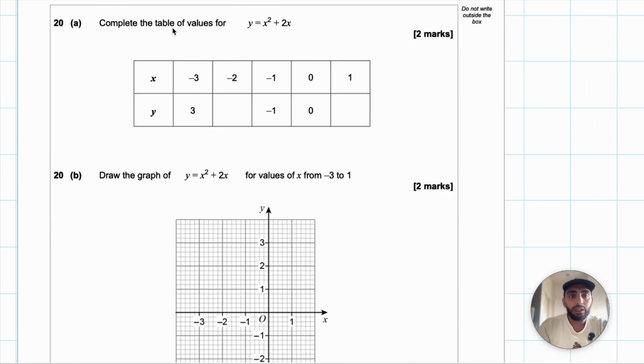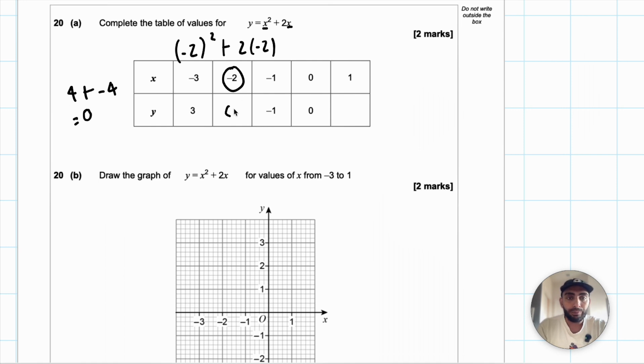Question 28. Complete the table of values for y equals x squared plus 2x. It's already given some of the values. Let's substitute negative 2 into here. Whenever we see x, we're going to swap it with a negative 2. Negative 2 squared plus 2 multiplied by negative 2. You can type this into your calculator, or you could probably do this in your head as well. Negative 2 squared, negative 2 times negative 2 is 4. And then we've got 2 lots of negative 2, which is negative 4. 4 and negative 4 would give me 0. And then we're substituting 1. So 1 squared plus 2 multiplied by 1. 1 squared is 1 plus 2 is 3.